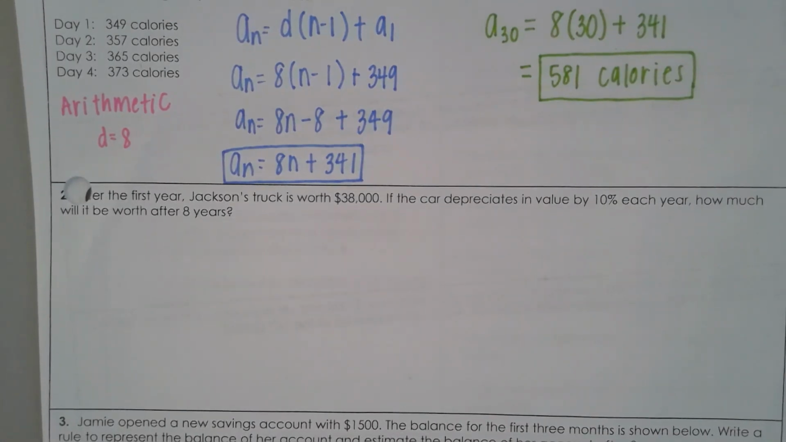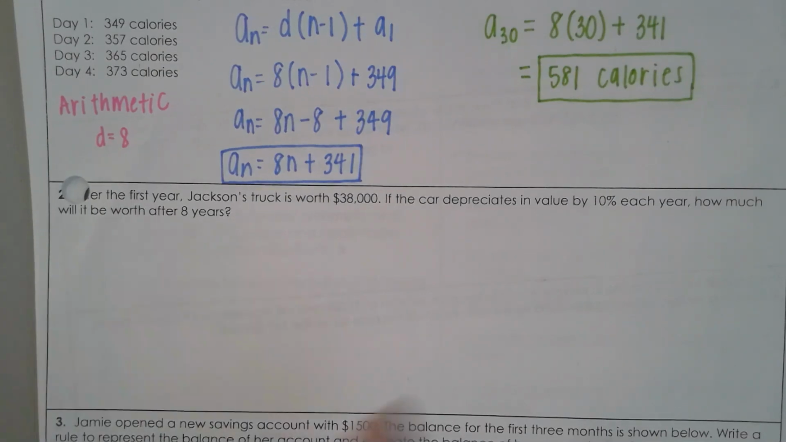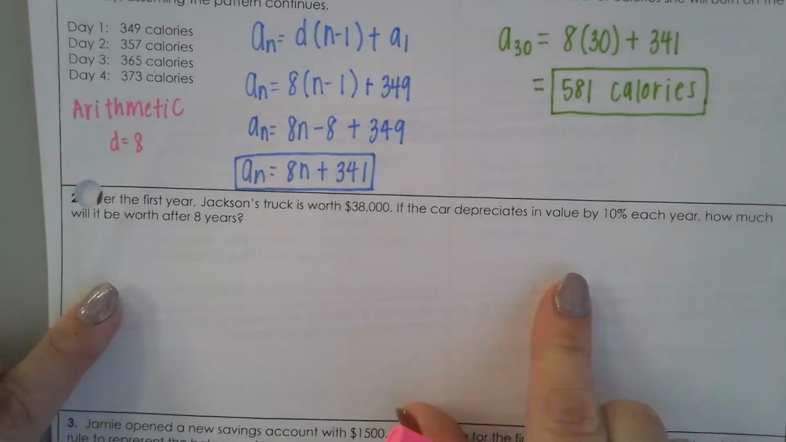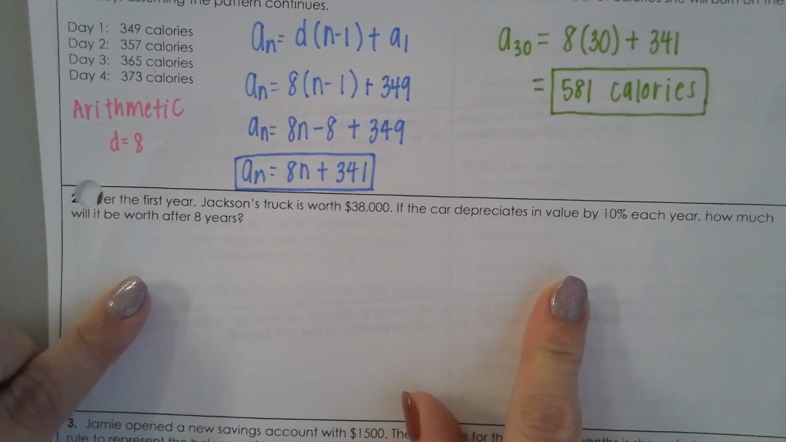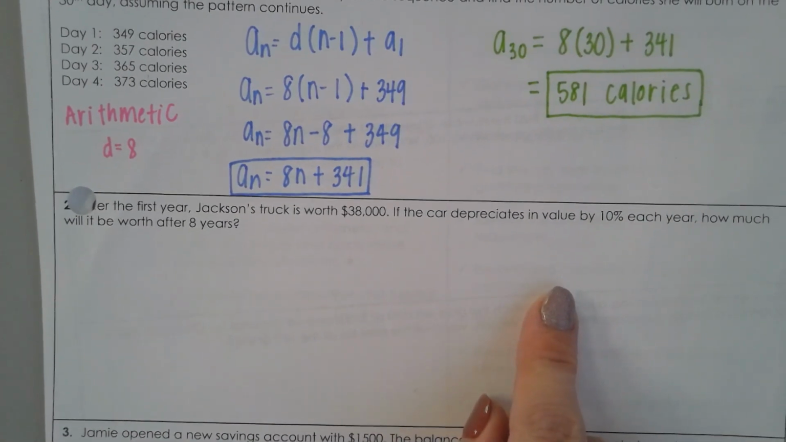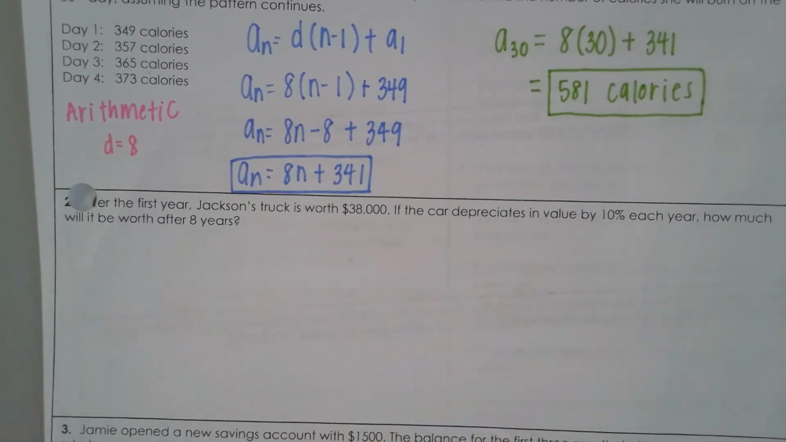Would you just add 10 to the existing 10%? We do not add 10. Would you multiply 0.1 times the 38,000? So if we multiply, that's the key thing. If we multiply 0.1, that's going to tell us what we're losing. It doesn't tell us what the current value is. So you multiply by 0.9.